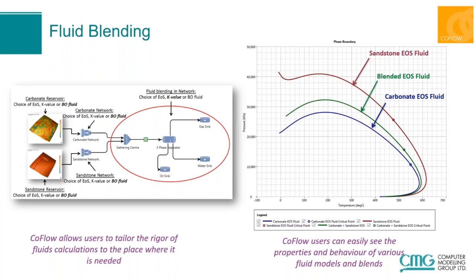The red line is the sandstone EOS fluid. The dark blue line is the carbonate EOS fluid. And the combination of the two fluid systems is the green line, that is the blend of the two fluids. And this green line is going to be constructed by Coflow in real time automatically, and you won't have to worry about how these two fluid streams are mixing with each other and how to use the right properties for modeling my FPSO.